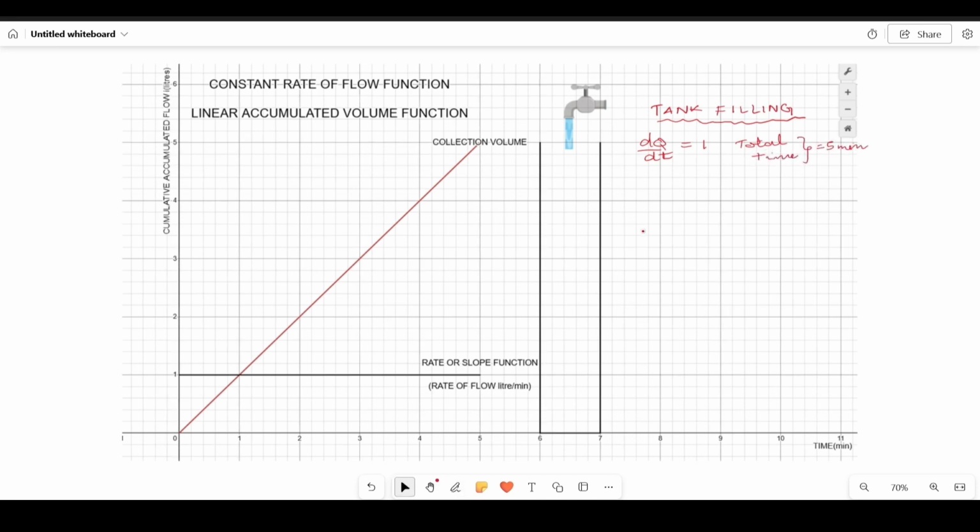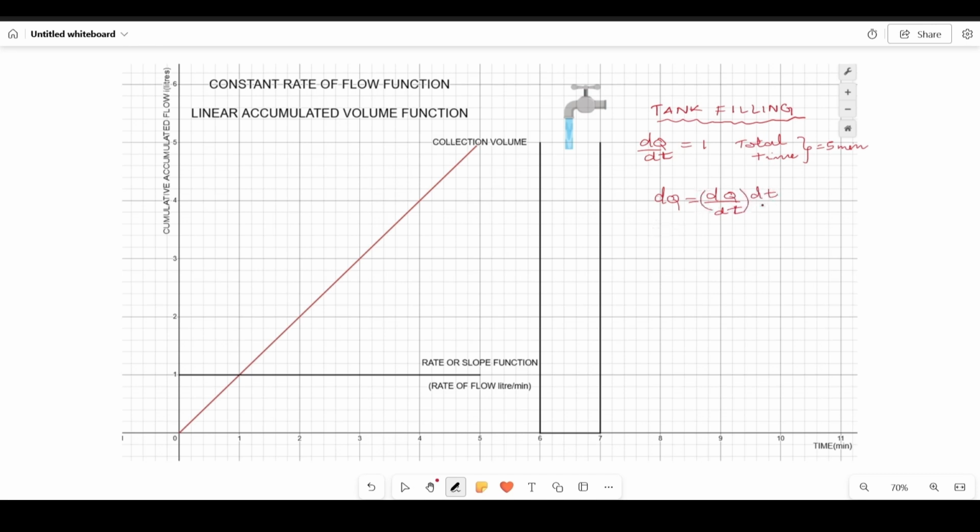So it's a very simple problem. You can very easily understand that after 5 minutes, 5 liters will be filled. Let us analyze this problem mathematically, and try to understand the concept of integration. Here I can solve this problem by direct integration, the exact method, so I can write dq is equal to dq by dt into dt.